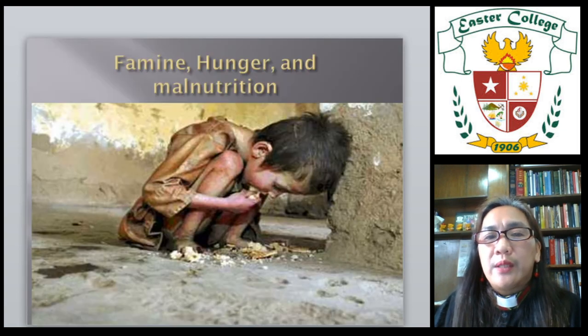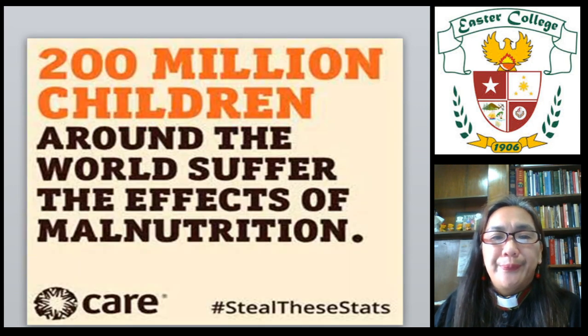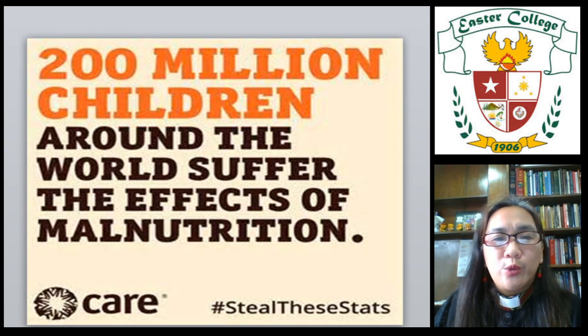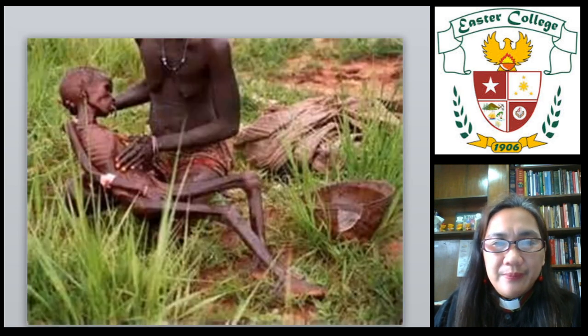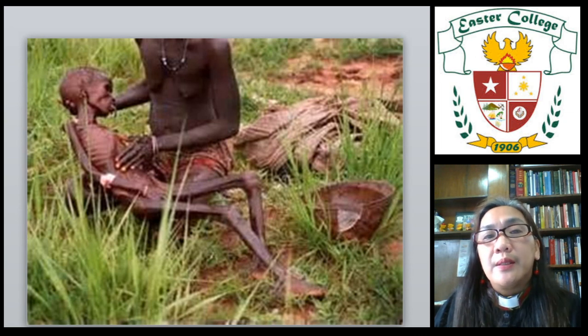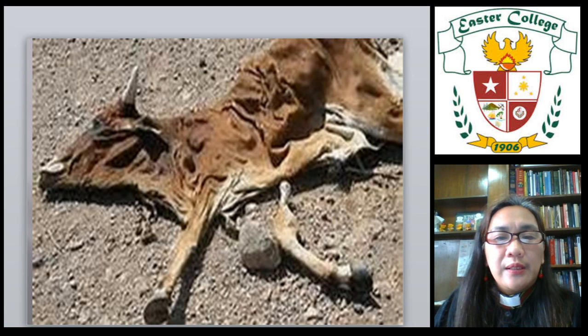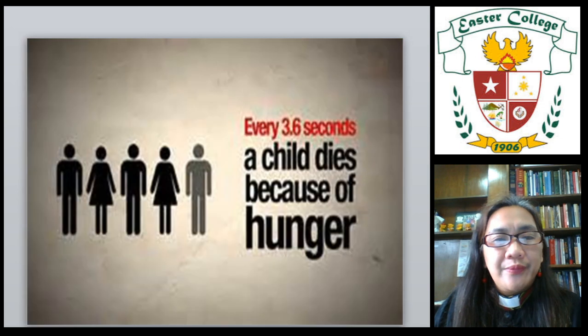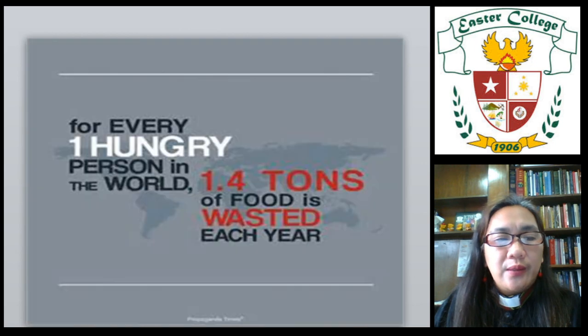So ano pa, ayan, meron na tayong famine, hunger, and malnutrition. 200 million children around the world suffer the effects of malnutrition. Mga matagal na yan, so mas marami pang million yan. Ayan, that's the face of hunger kung hindi natin alam. Nakakakonsensya because tayong mga Pinoy, Pinay, kumakain tayo 5 times a day. Sometimes meron pang midnight snack. Samantalang ayan, that's the face of hunger. So, destruction of the world is not about humans, it's not about flora and fauna, but it includes us. Okay, so every 3 seconds, a child dies because of hunger.